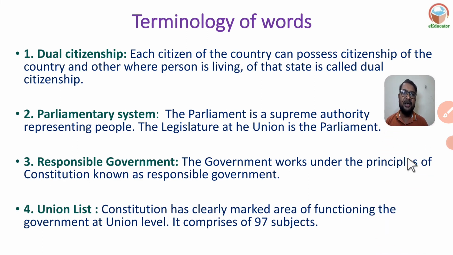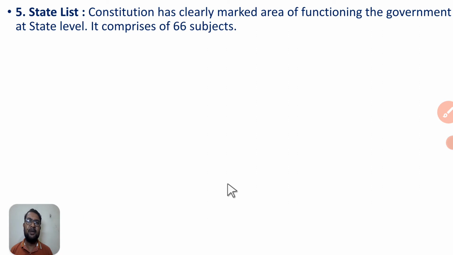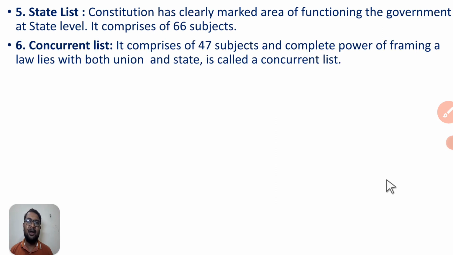Number 4, union list. The Constitution has clearly marked areas of functioning for the government at the union level. It comprises 97 subjects. State list: the Constitution has clearly marked areas of functioning for the government at the state level. It comprises 66 subjects. Concurrent list comprises 47 subjects, and the power of framing laws lies with both the union and the state. It is called the concurrent list. Union and state governments both have the power to frame laws on these 47 subjects.